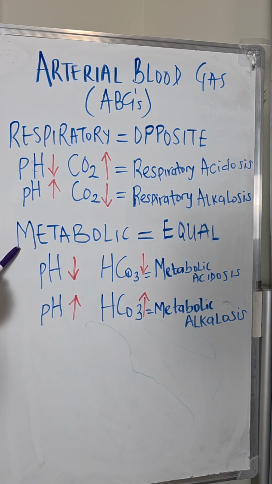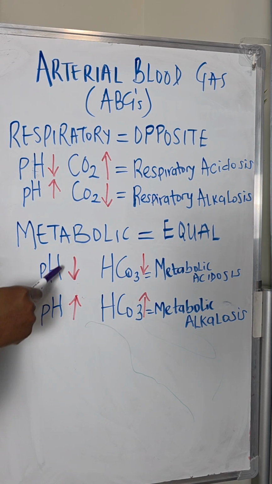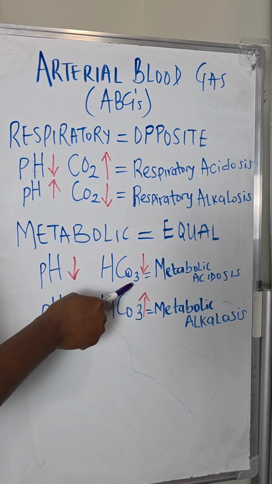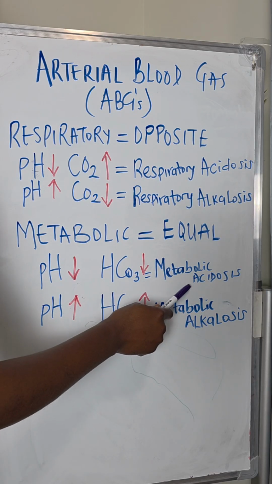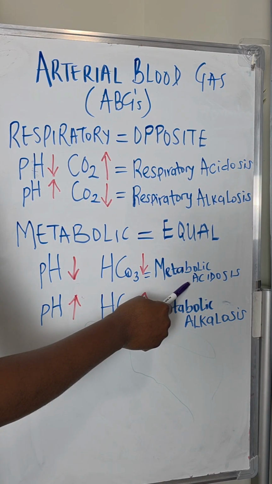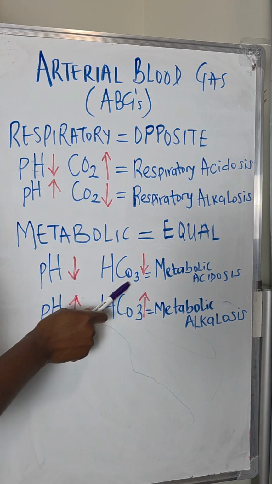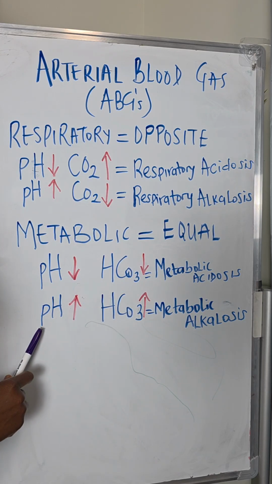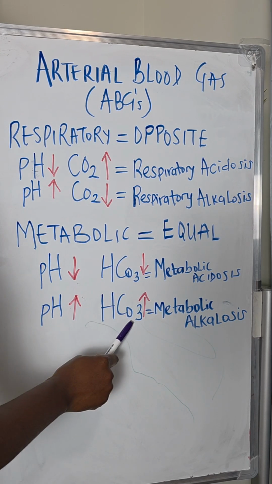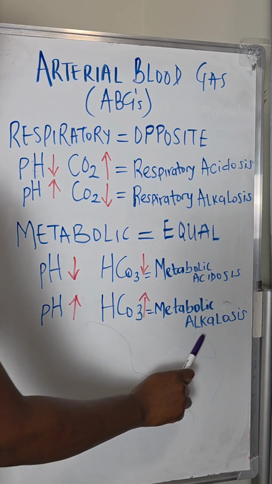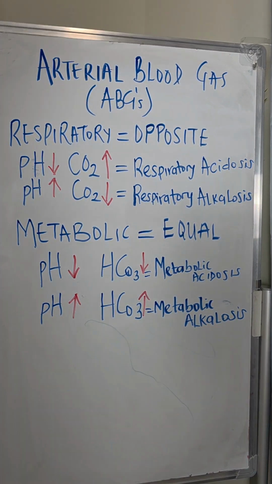Going on to the metabolic. If the pH and the bicarbonate are low, it is metabolic acidosis. That means they are going in the same direction. If the pH and the bicarbonate are both high, that is metabolic alkalosis. Now let's take some examples.